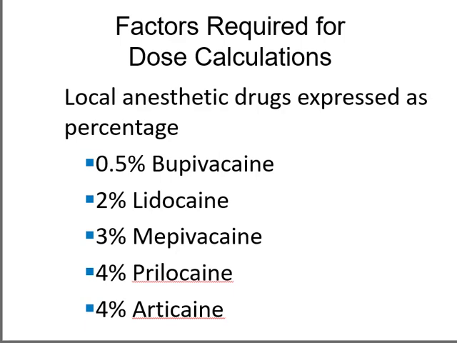So local anesthetic drugs are expressed as a percentage. So you can see 2% lidocaine, 3% mepivacaine, 4% prilocaine, 4% articaine, and 0.5% bupivacaine. Some cartridges, such as 3% mepivacaine, contain only mepivacaine. They don't have an additional vasoconstrictor. But almost all 2% lidocaines contain a vasoconstrictor within the cartridge. And in that case, you'll have to do math calculations for both drugs that are inside the cartridge.